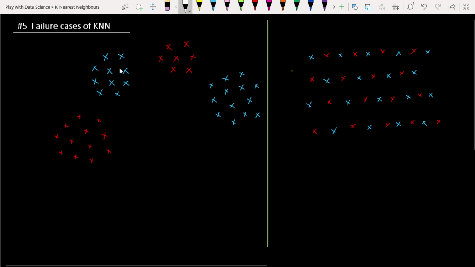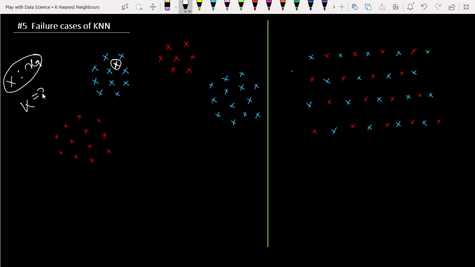Suppose we take our query point here, using the white color. Here x means our query point, that is xq. Suppose we are using k equals 3, meaning we are considering the 3 closest points. I am considering a few examples side by side, so you get the concept of when KNN may fail.